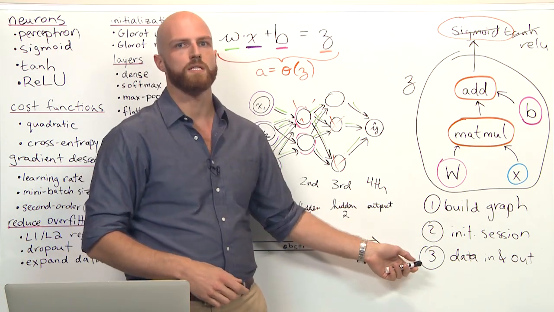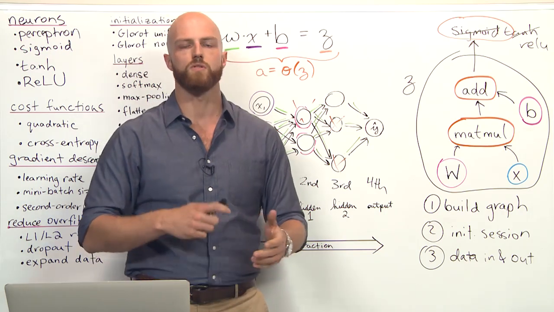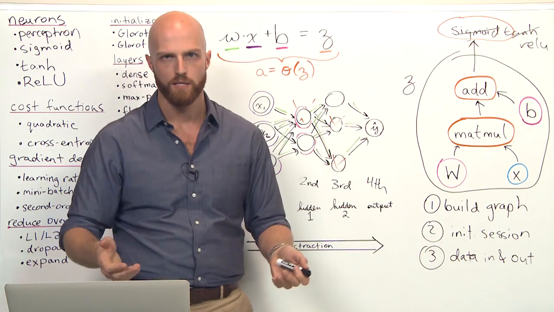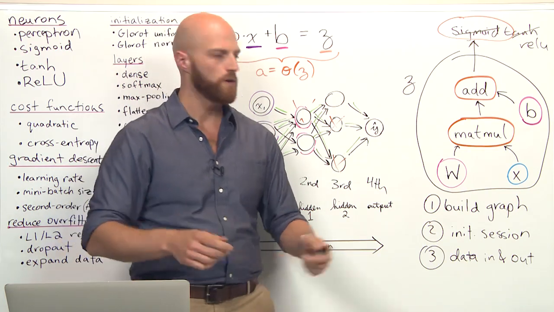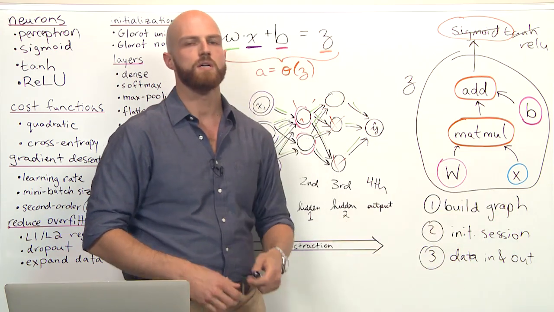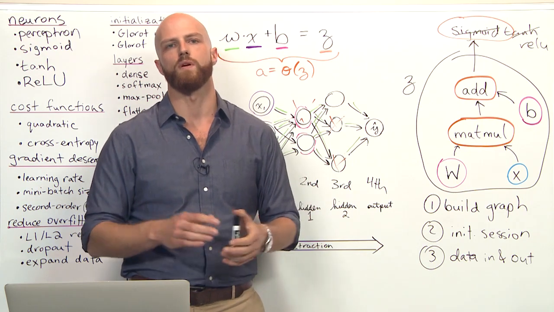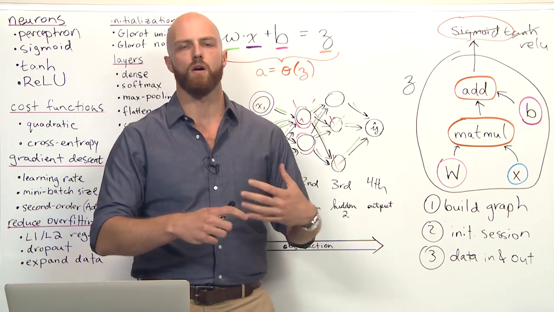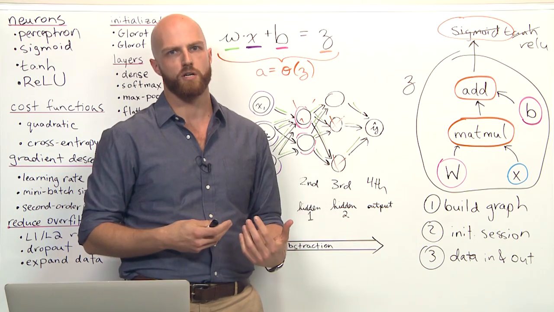Third, we need to get information in and out of the session. There are two things that we need to do that. To get data into the session, we use feeds. Feeds specify the concrete value that will fill placeholder tensors at graph execution time. Feeds are always Python dictionaries, so curly braces with commas separating tensor names. Fetches are the counterparty to feeds, and fetches return outputs from the session.